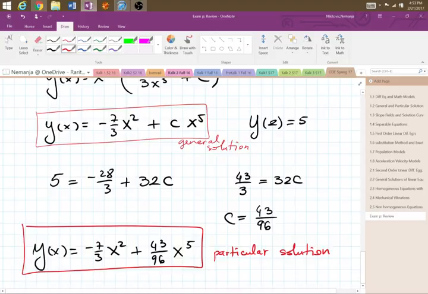Happy? Of course, differential equations, right? That's why we're all here, happy. Anything else?